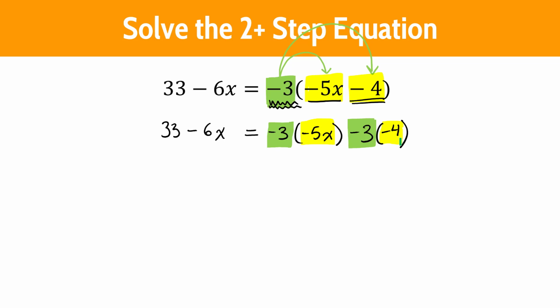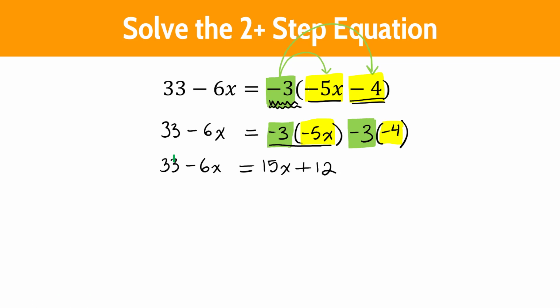In our next line, I want to simplify the factors within those terms. So there's some multiplication that could be done. On the left, we just have 33 minus 6x. Still haven't done anything there yet. But here, there's some stuff we can do. Negative 3, negative 5, those are numbers. We can multiply those numbers. Negative 3 times negative 5 is 15. Then I'm going to attach on that x. So we got 15x. Negative 3 times negative 4 is positive 12.